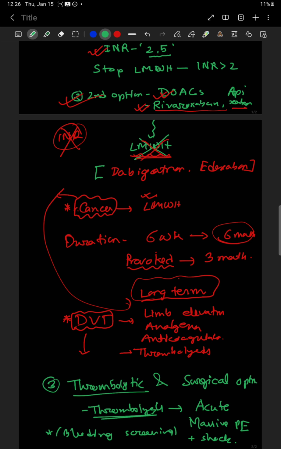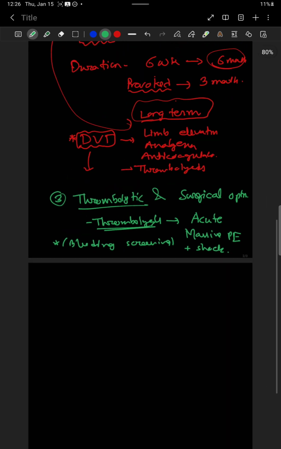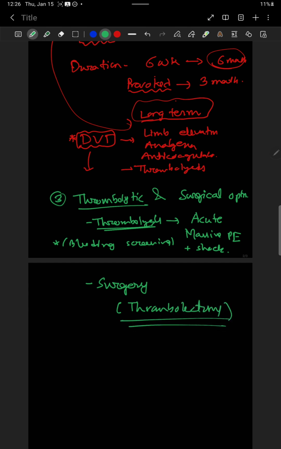Now you can also consider the surgical option. You have the surgery, and the surgery is known as thrombectomy. You can do it by the percutaneous option through the pulmonary vein. You can do this pulmonary embolectomy.